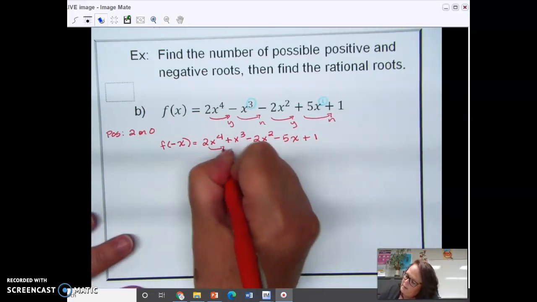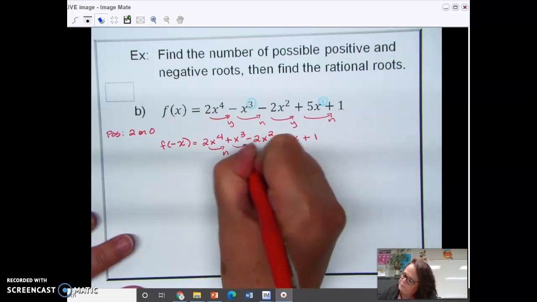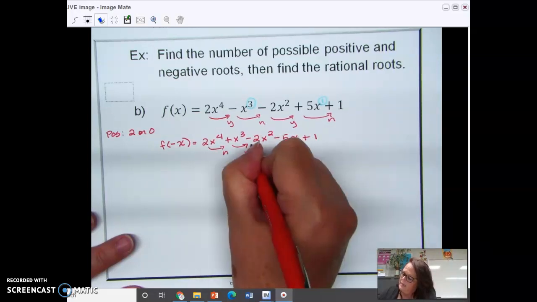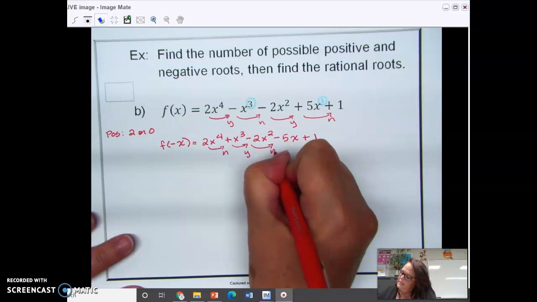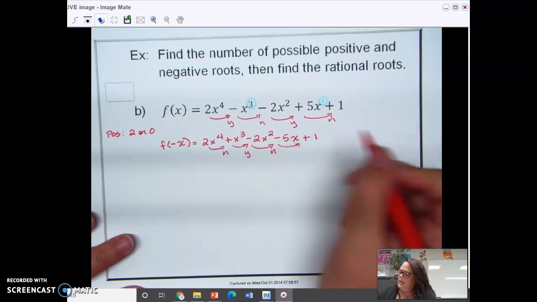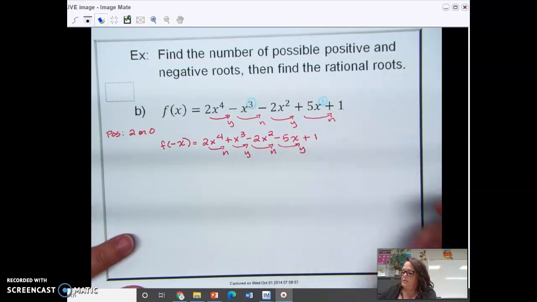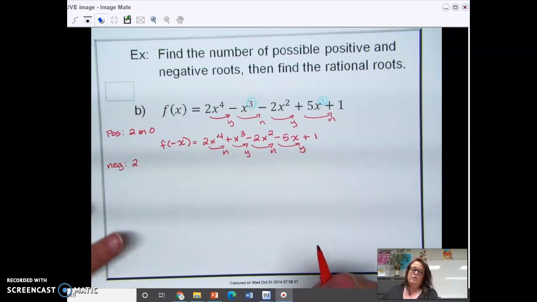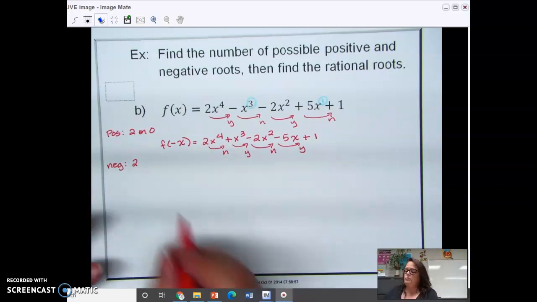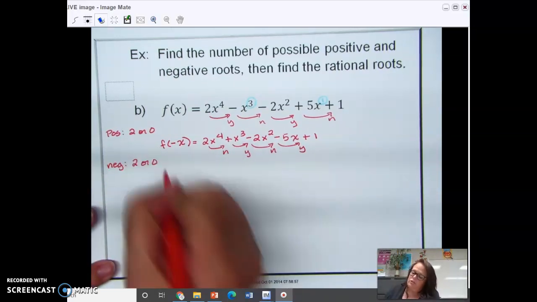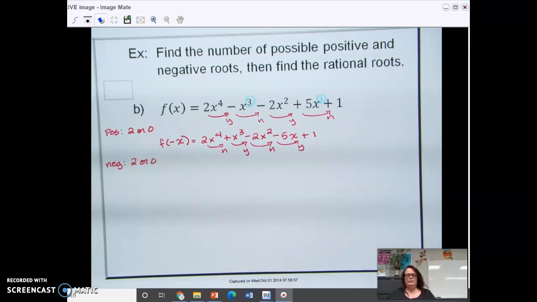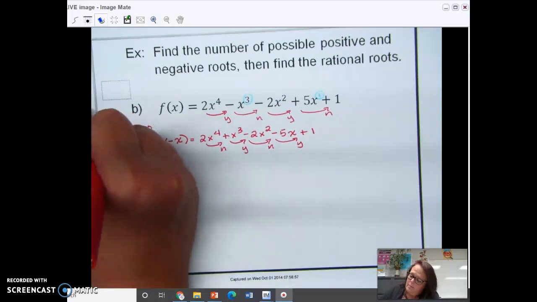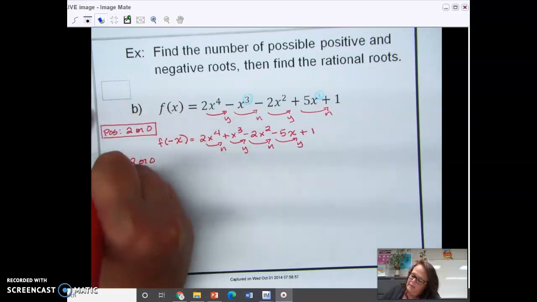So from positive to positive, there was no sign change. Positive to negative had a sign change. Negative to negative did not have a sign change, and negative to positive did have a sign change. So for negatives also, I ended up with 2 yeses, or I could hand those two to the imaginaries and say 2 or 0. So again, you keep subtracting by 2 until you hit 1 or 0. So this is my possible number of positives, and this is my possible number of negatives.